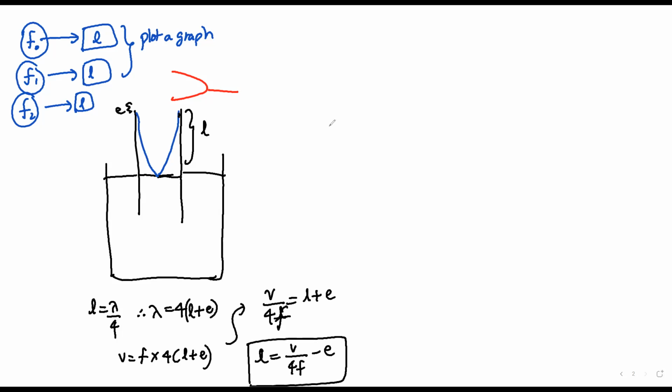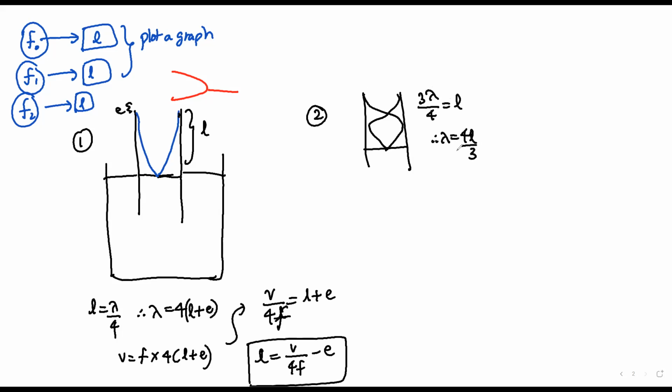Okay, and this is the first fundamental. If you look at the second one, something like this. Here we can say 3 lambda by 4 is equal to L. Therefore, lambda is equal to 4L by 3. Actually, it should be L plus E, since we are going to get the end correction as well.